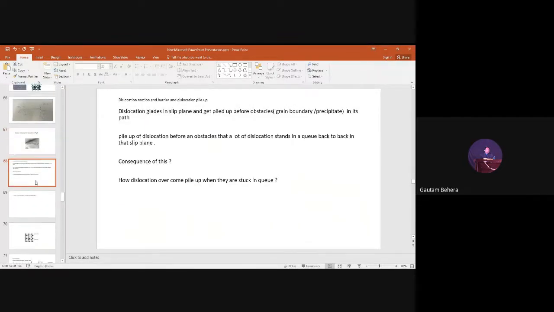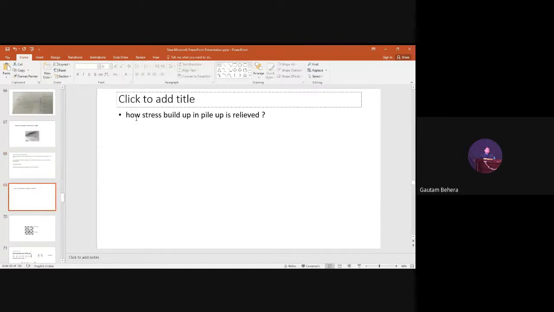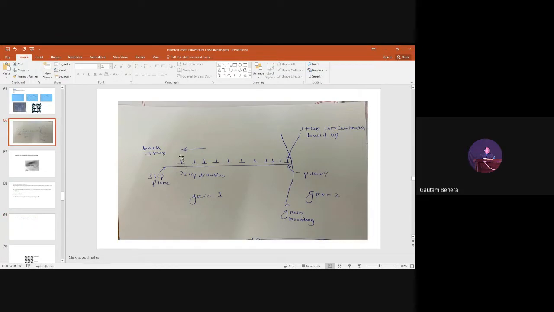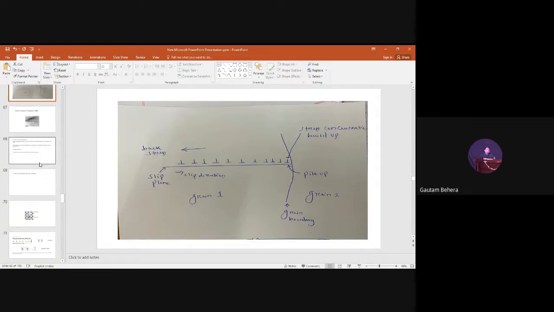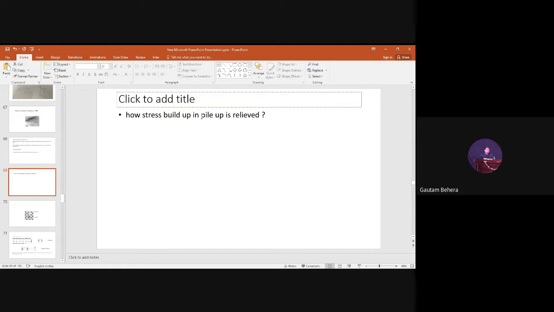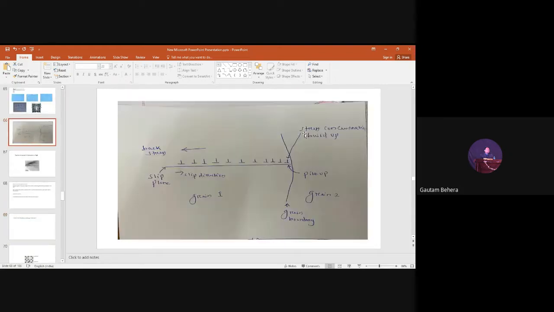Next question. So this is one of the ways the back stresses can also be removed. If the dislocation climbs up, some back stresses will be removed on that dislocation, obviously. So now the question is how stress buildup in a pileup is relieved. The second consequence, you understand, is that stress concentration will build up on the leading dislocation or along the grain boundaries. So how can this be relieved or reduced?